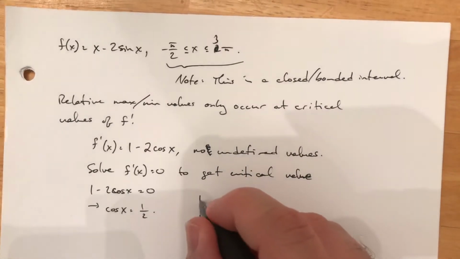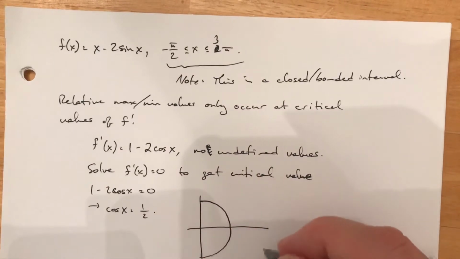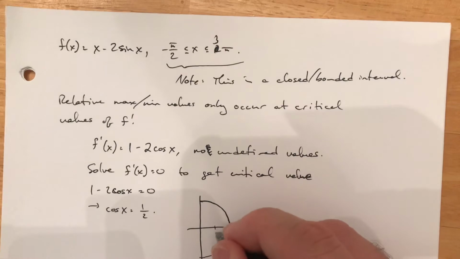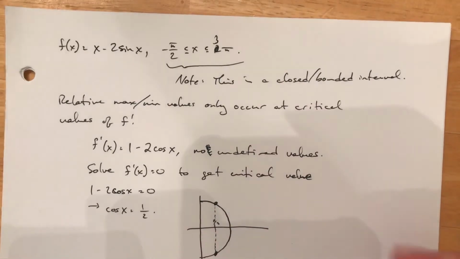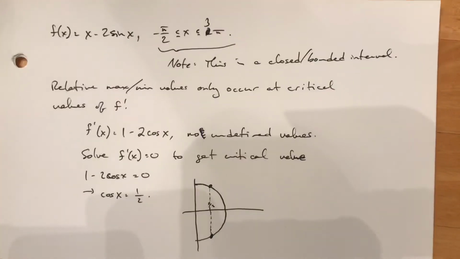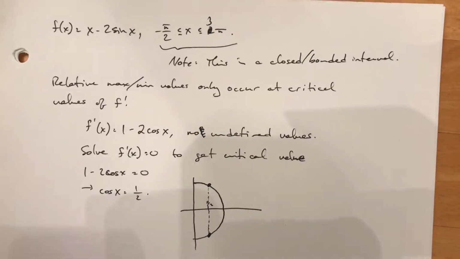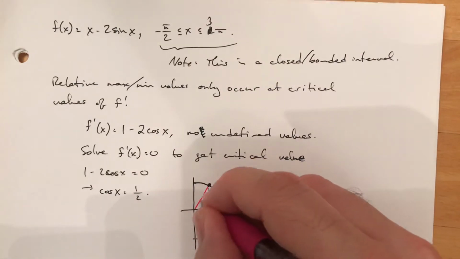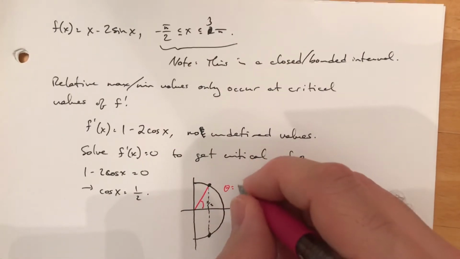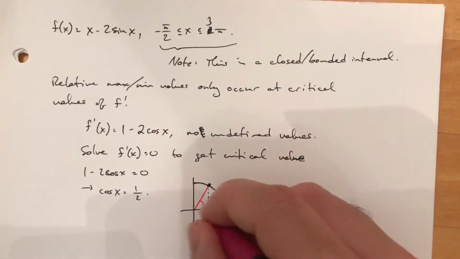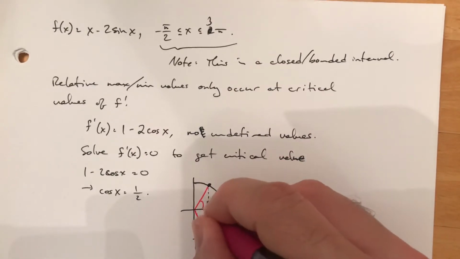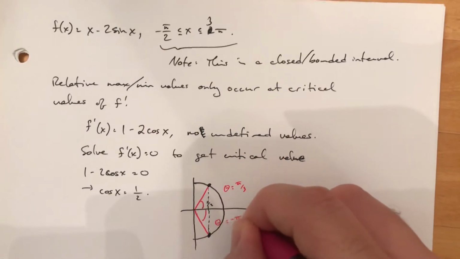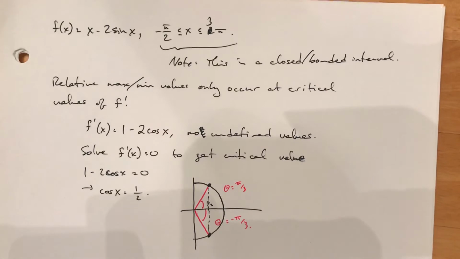Cosine, of course, is the x value on our unit circle, and so we want that x on the unit circle. We want the angle that's going to give us an x value of 1/2. What are those angles? Well, we have theta equals pi over 3 here. We have theta equals negative pi over 3. But those, again, those are just reference angles. We are measuring them from the x-axis.